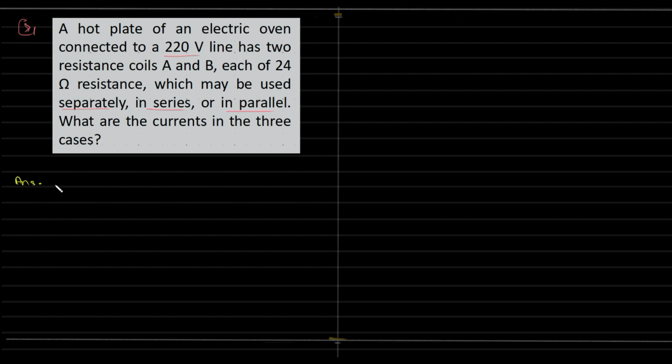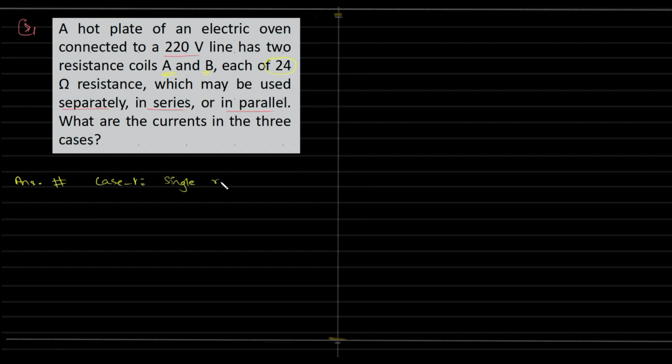So what is it that they're exactly asking? Simple. You have a 24 ohm resistance. If you connect it separately, that is individually, if you connect, there are two of them, remember. If you connect them in parallel or in series, what is the current in each of it? It's quite simple, straightforward, Ohm's law. So I'll show you the lengthy version of the calculation. You guys can do it in a shorter way. I'll show you how later.